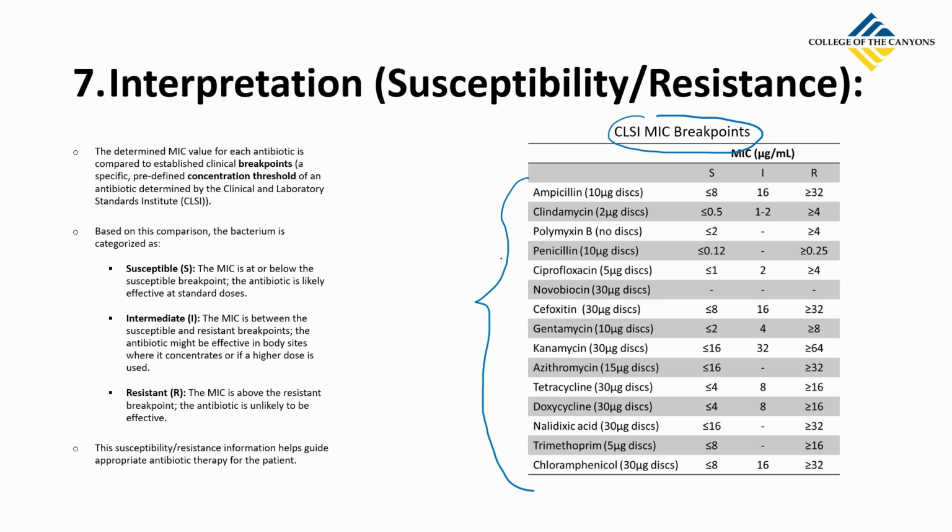And using those MIC breakpoints, calculated using the microbroth dilution assay, we can establish whether a particular isolate is susceptible to the antibiotic, intermediately susceptible, or resistant to the antibiotic. So for example, if we calculate a MIC value for ampicillin to be 6 micrograms per microliter, well, 6 is less than 8, so anything 8 or lower is considered susceptible. So we would say that isolate is susceptible to ampicillin. And of course, that information helps guide appropriate antibiotic therapy for the patient.